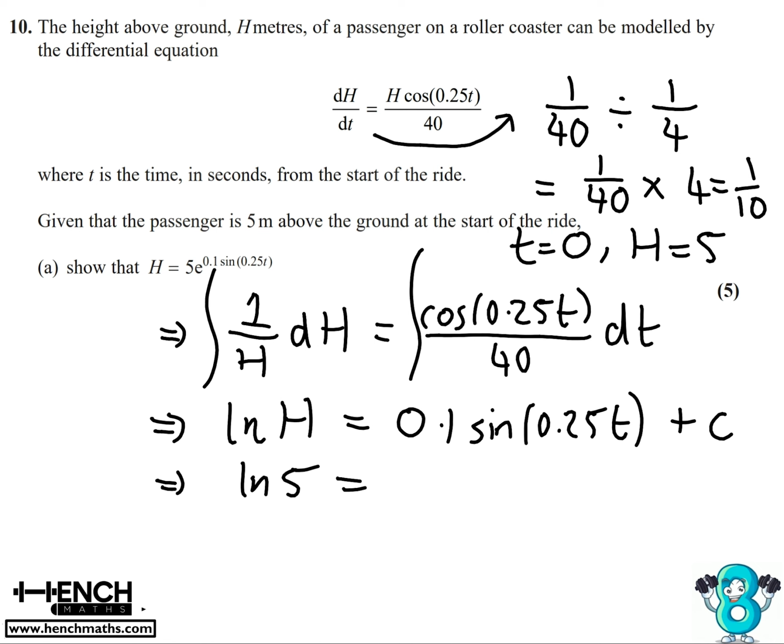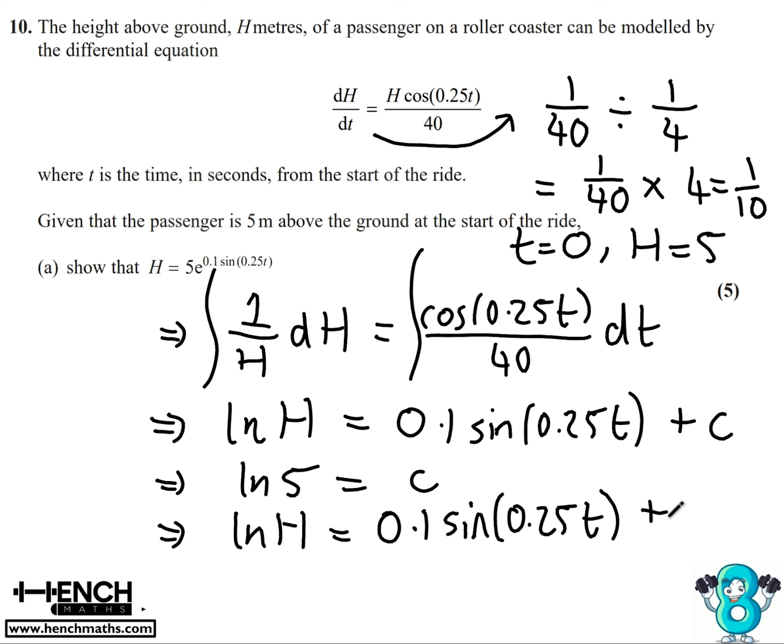Now I'm going to be clever here. 0.25 times 0 is 0. Sine of 0 is 0. This whole thing is going to be eliminated. So we're going to end up just with c is equal to the natural log of 5. So what we're going to do is we're going to get the natural log of h is equal to 0.1 sine 0.25t plus the natural log of 5.